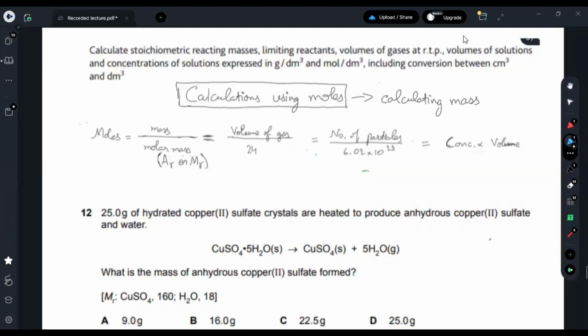Hello, everyone, and welcome back to a past paper question on calculations using moles. For this video, we are going to focus on calculating the mass. The previous video gave a detailed explanation on the overview of these calculations, and now we are going to apply it to a past paper question. I've added again these formulae which are used in these type of questions over here for any references.